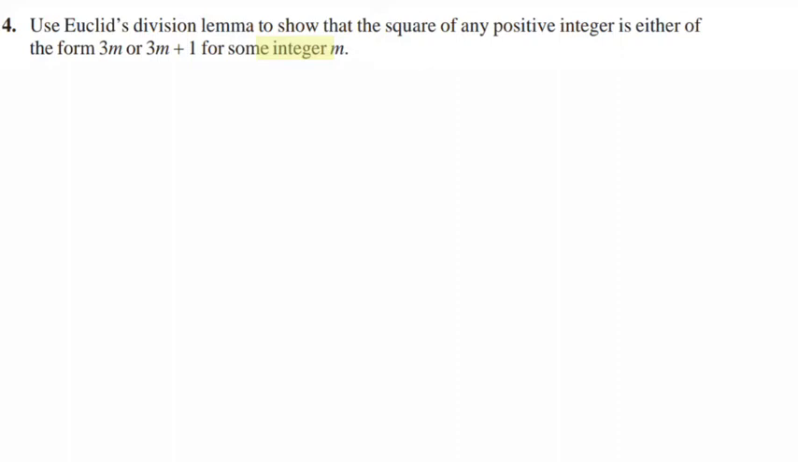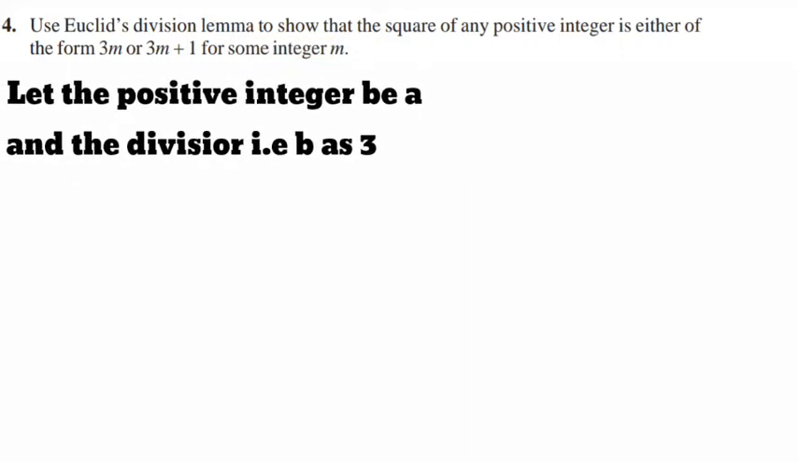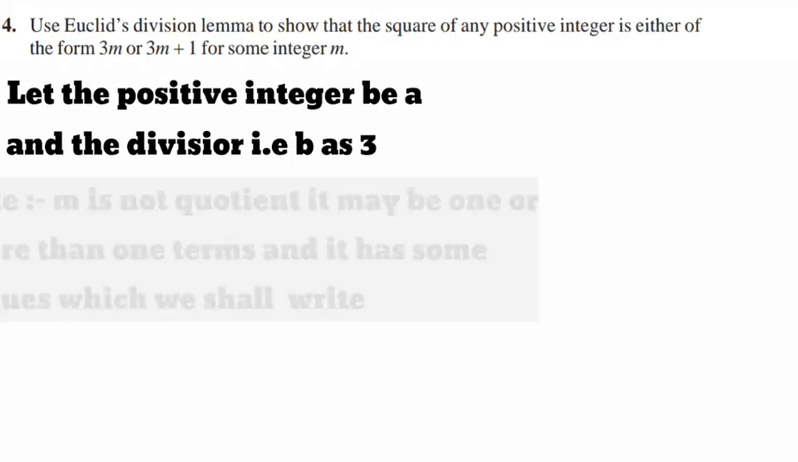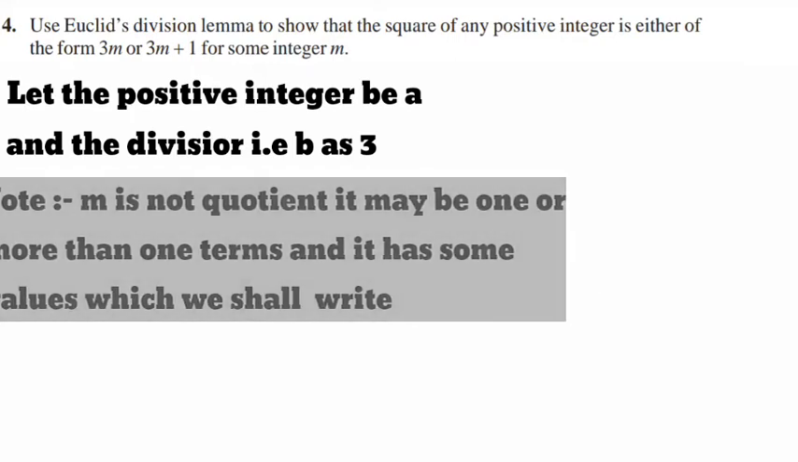As we aren't given any positive integer, we let it be a, and the divisor, that is b, we let be 3. We take b as 3 because it is standing beside m, and if we square 3, then by doing some logical calculations, it will become 3. Note that m is not our quotient. Oh, you do not understand it? Don't be sad. I am sure you will understand it later.